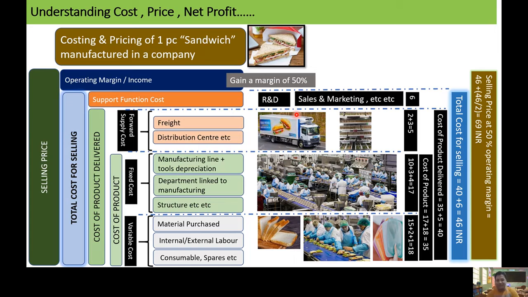In other words, if you sell this sandwich at 69 rupees, then you are making an operating margin or an income of 50%. This concludes the first session of this learning, and I will be going on to the next session, which is more interesting, where I will be talking about the correlation between the cost, price and net profit.